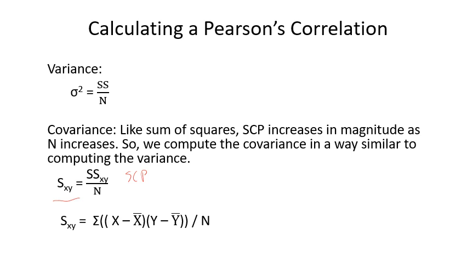And this is your full definitional formula, though I will give you computational formulas that are much easier, because you don't want to take each x value away from the x mean, each y value away from the y mean, and multiply. That's the same reason you don't do that with the sum of squares. It's easier to do it other ways.